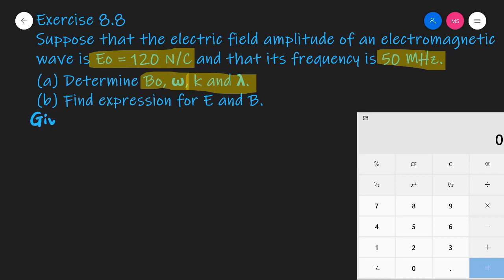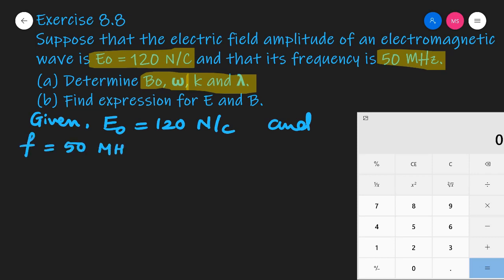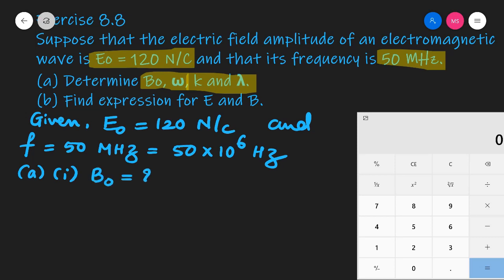In this example, amplitude of electric field E naught is given as 120 Newton per coulomb and frequency of electromagnetic wave is given as 50 megahertz. So that is equal to 50 into 10 to the power 6 hertz. A. In that first one, we have to find the value of B naught. B naught is amplitude of magnetic field.